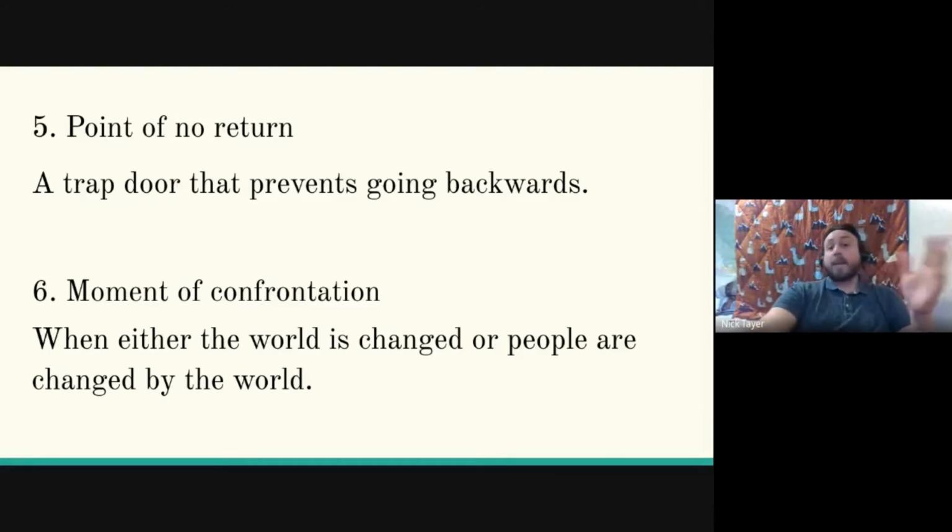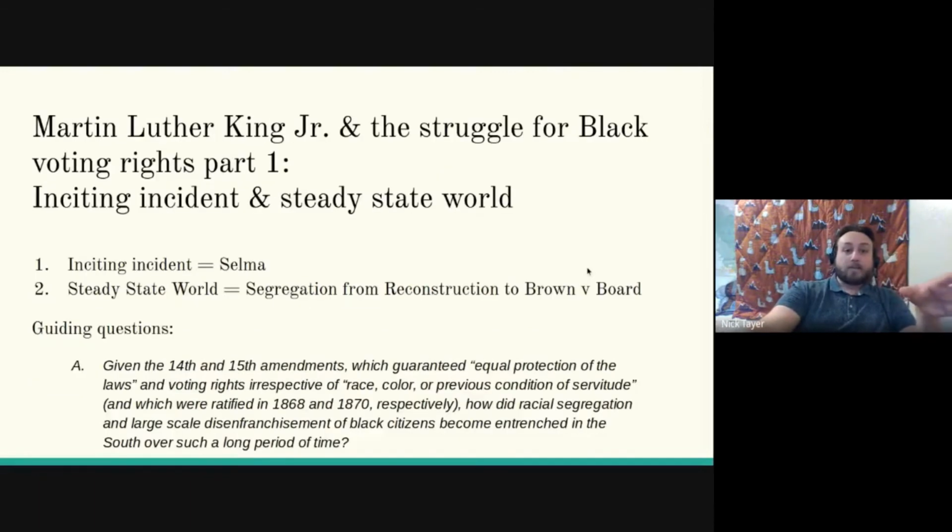Now, case studies, like collaborative storytelling, consist of 6 parts. Each part builds on its predecessor to create a cohesive whole that joins past to present. I want to briefly talk you through the case study my class discussed, Martin Luther King Jr. and the struggle for Black voting rights. First was the inciting incident.